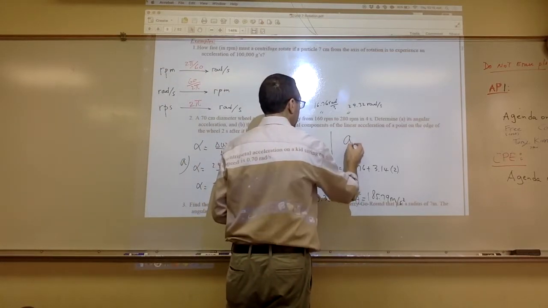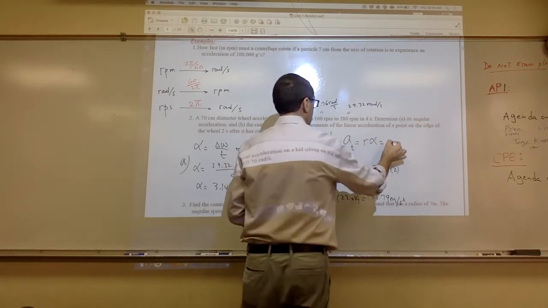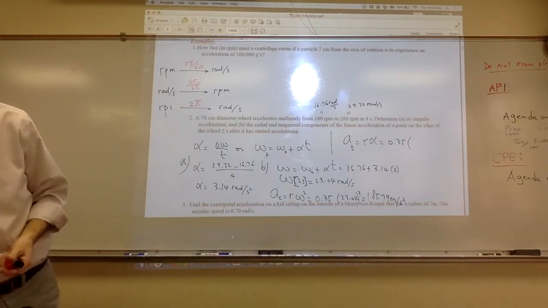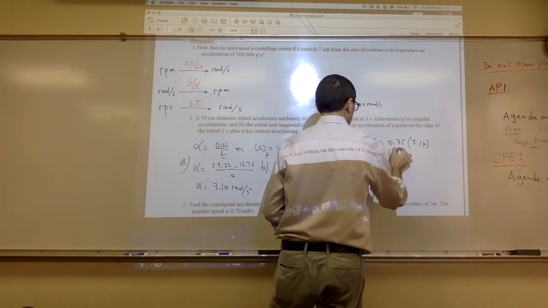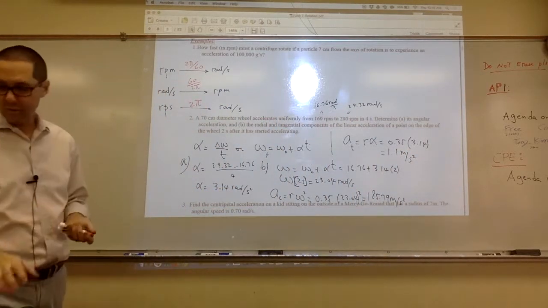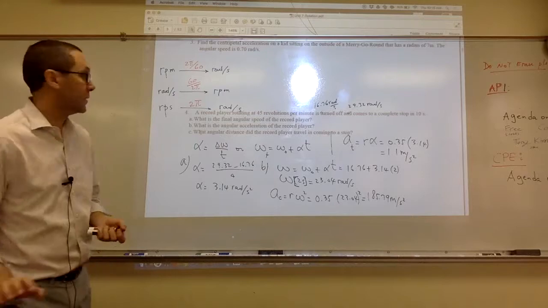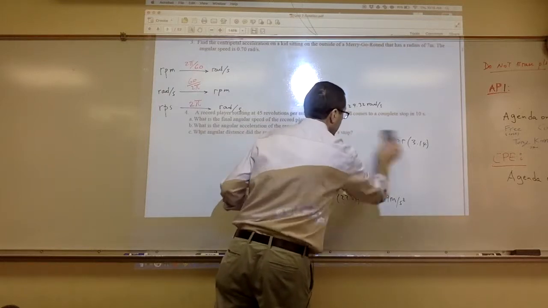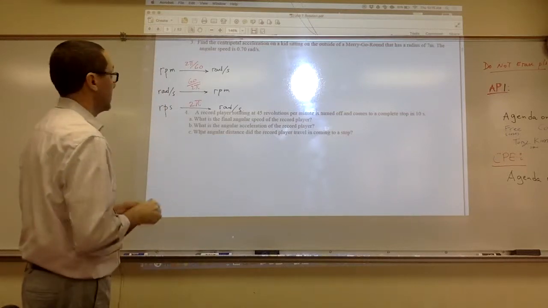So A tangential is equal to R times alpha. So this is going to be 0.35 times 3.14, and that should give you 1.1. That's 1.1 meters per second square. That's linear stuff, okay? Okay, so that's done. All right, let's look at number 3. Find the centripetal acceleration. So we're looking for AC.